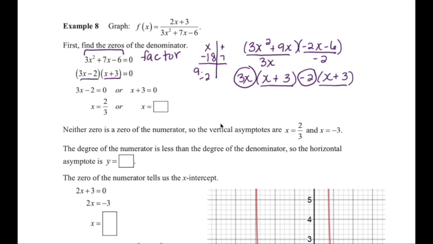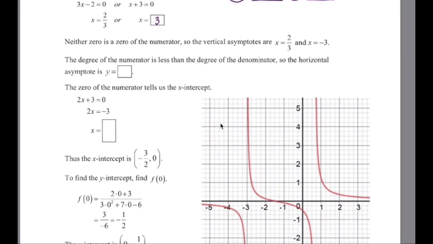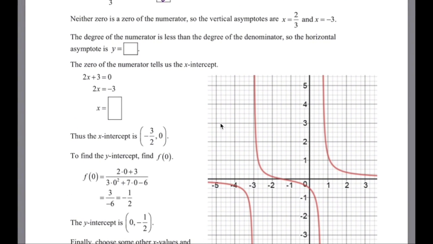3x minus 2 is 0. When I simplify, we have x is equal to 2/3. And when I simplify x plus 3 equals 0, I end up with x is equal to negative 3. So we have 2 vertical asymptotes, one at x is 2/3, and then one we see here at negative 3.